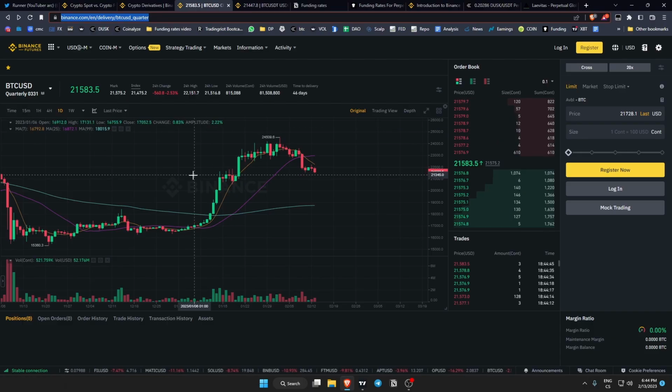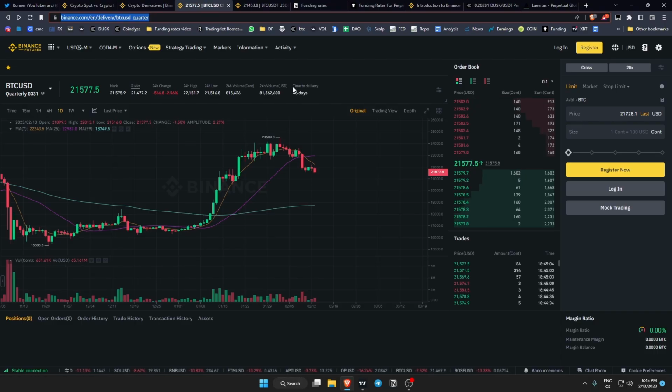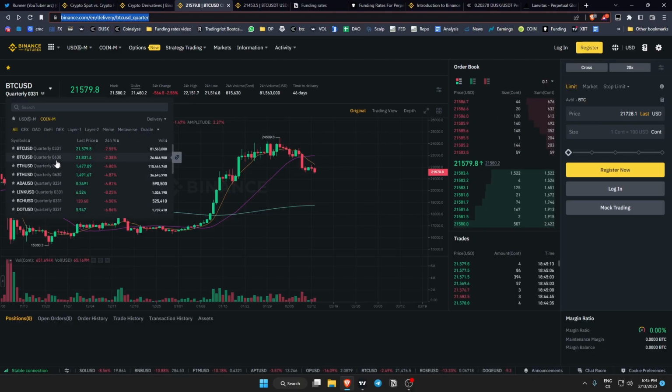You know exactly when the contract expires, so you're betting on price by the end of the quarter. So on Binance, we're here on the Binance page, you'll see BTC USD quarterly 0331. What does it mean? It means 31st of March. You can also see time to delivery is 46 days. So in 46 days, this contract expires. But there's also 0630. By the same logic, this is 30th of June.